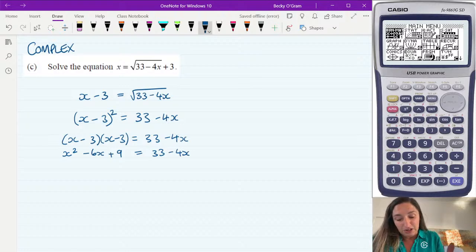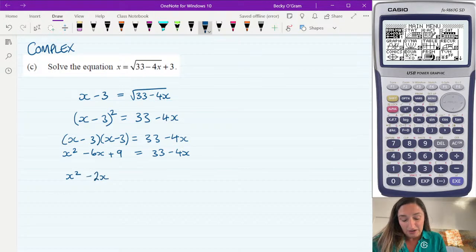Okay, so bringing those numbers that are on the right over to the left-hand side, we will have x squared. Now minus 6, we're going to plus the 4. So that becomes a minus 2x. And then 9 minus 33.